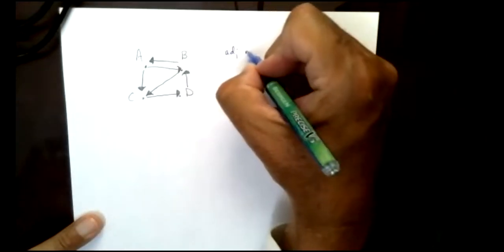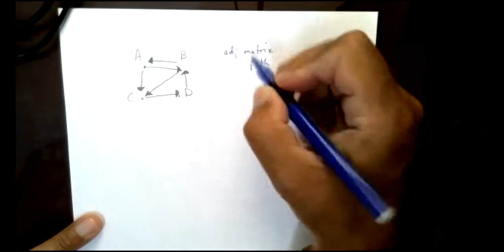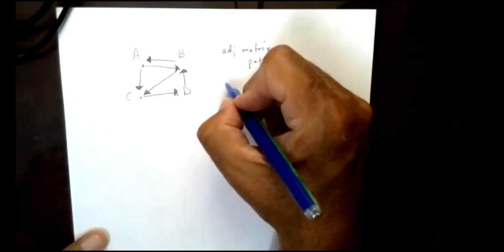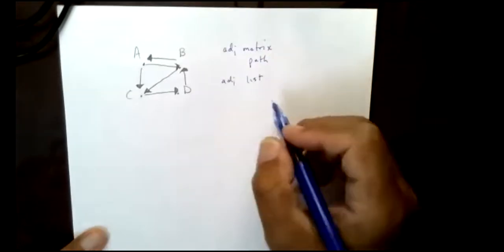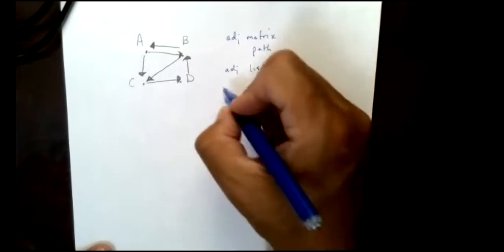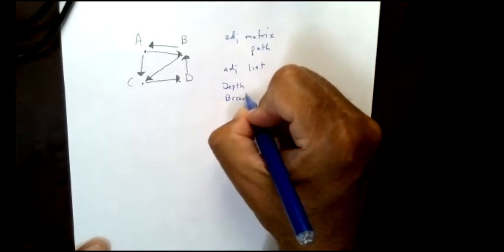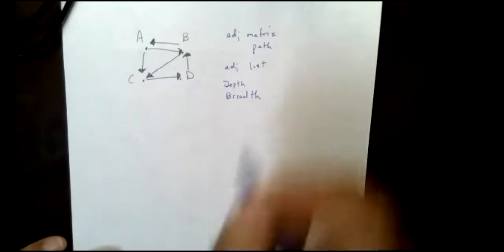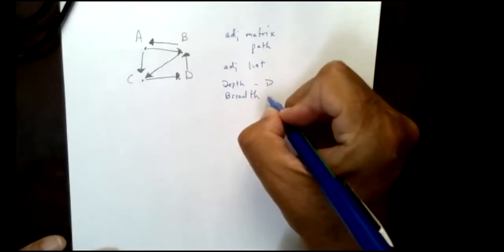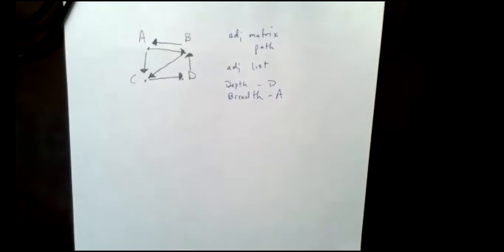All right, what did we cover today? Adjacency matrix. Path 1 and path 2. The next thing we did was adjacency list, short for linked list. And then finally, the last 2 were depth and breadth. Depth from, pick a letter. D. Breadth from, pick a letter. A. Put it all together.